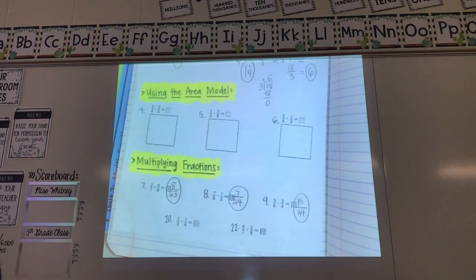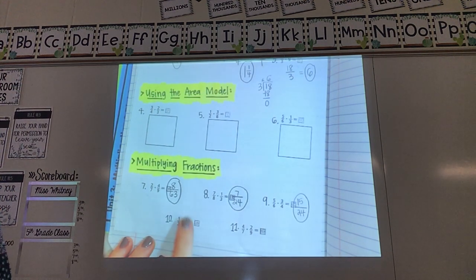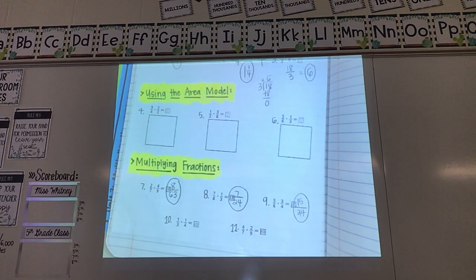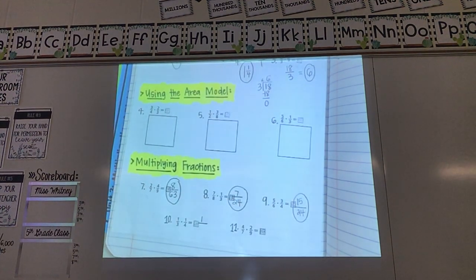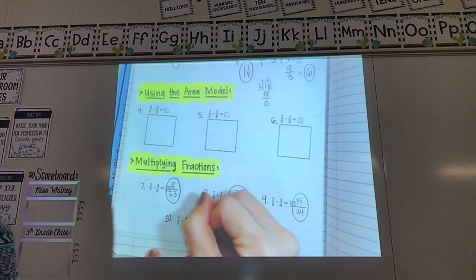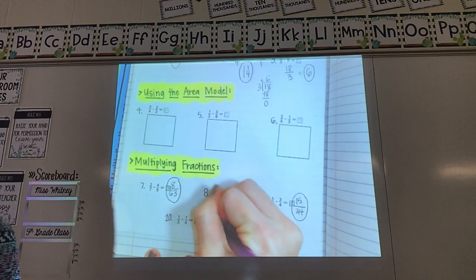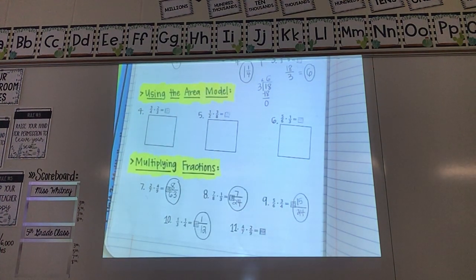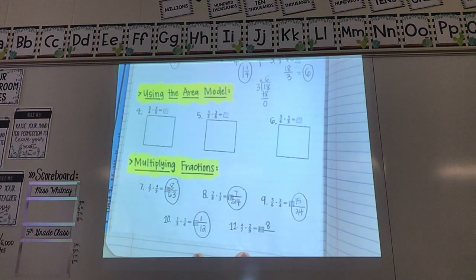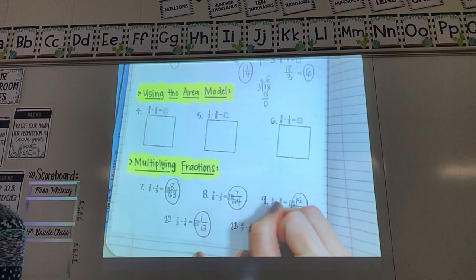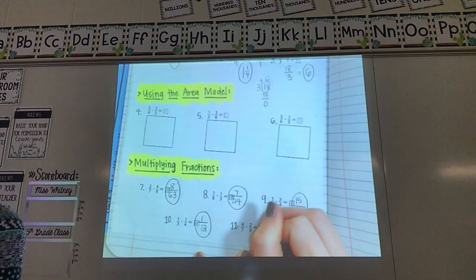All right, let's try a couple more. 1/3 times 1/4. What would my top number of my answer be? A 1, because 1 times 1 is 1. And then my bottom number would be, hopefully you said 12, because 3 times 4 would give me 12. All right, one more to make sure we've got the hang of it. 4/7 times 2/9. My new top number would be 8, because 4 times 2 is 8. My new bottom number would be 63. 9 times 7 is 63.